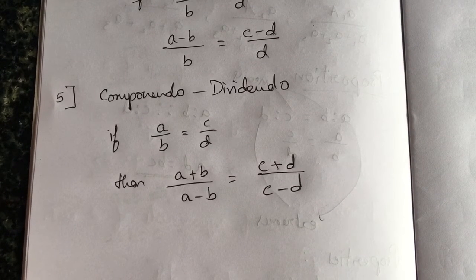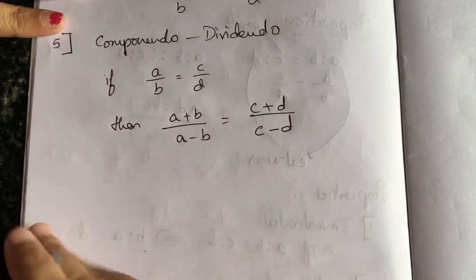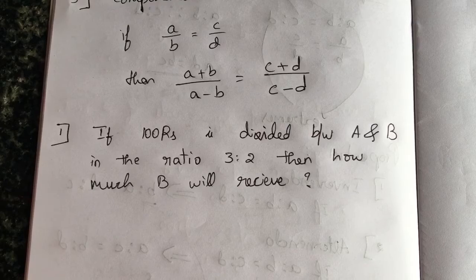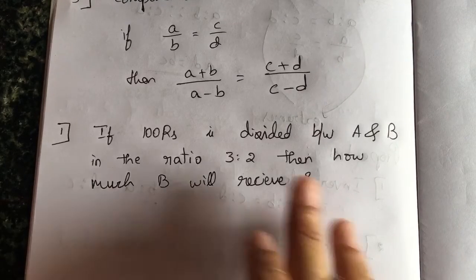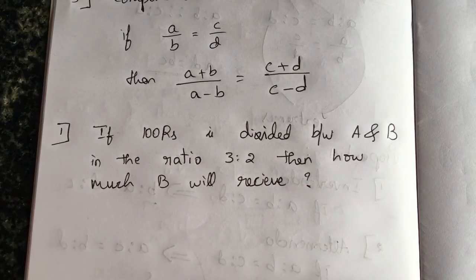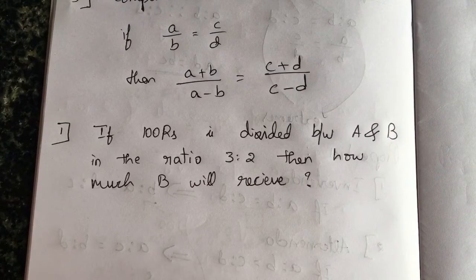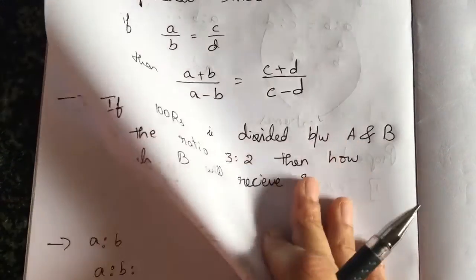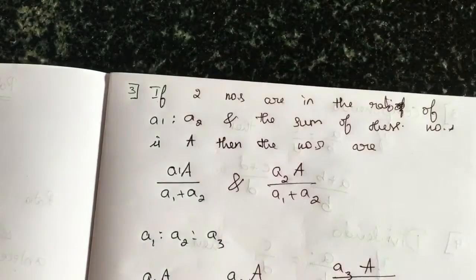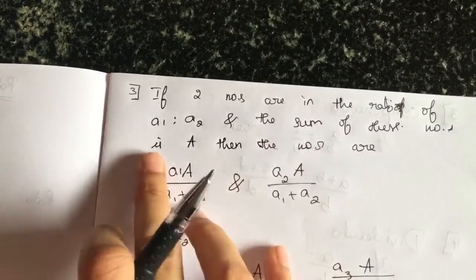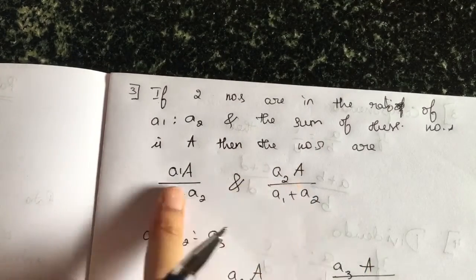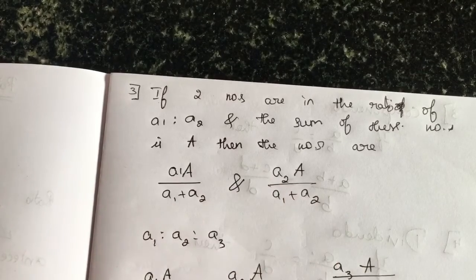Now let us go for the problems. If 100 rupees is divided between A and B in the ratio 3:2, then how much will the person B get? Okay, see, this is similar to the points I mentioned. If an amount is divided between two numbers in a ratio, the sum of these numbers is given to you, and the numbers are like this. Same thing here.